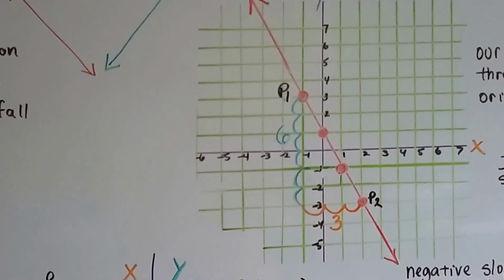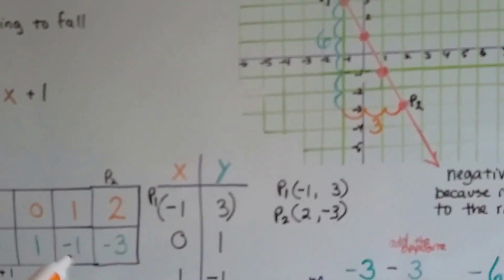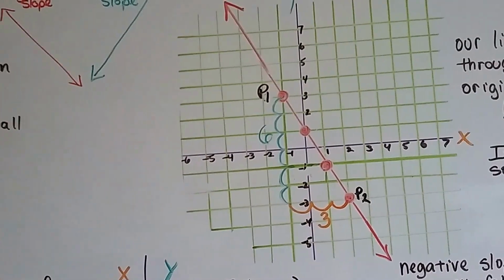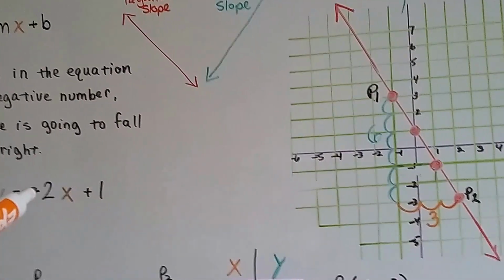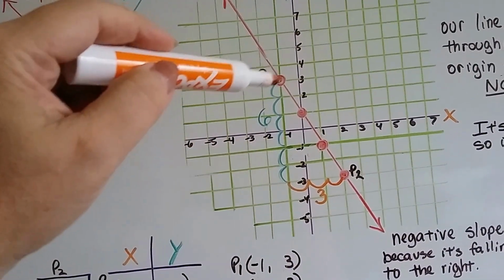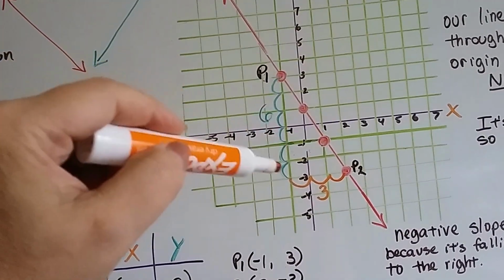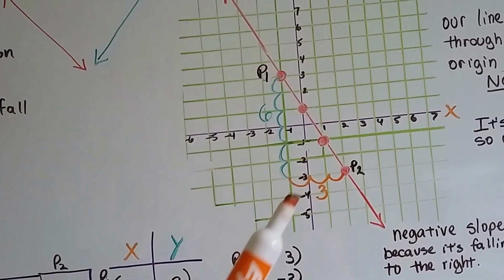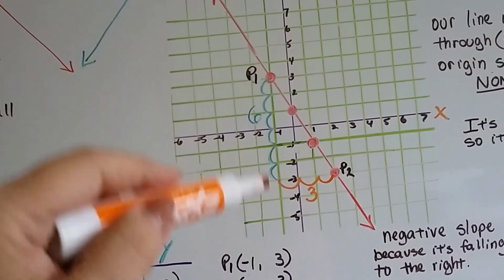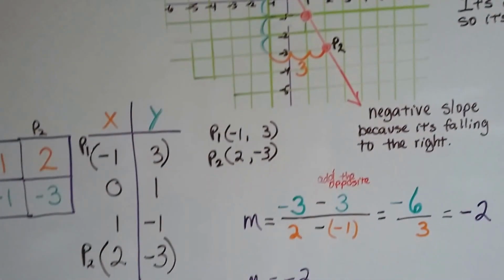So here we've got our graph, and I plotted these points that were in this table, and it went in this direction, of course, because it's got a negative slope. It's a negative 2, see? And we can see that it's going down by 1, 2, 3, 4, 5, 6 for the rise, over 1, 2, 3 for the run, and it's negative 6 over 3.